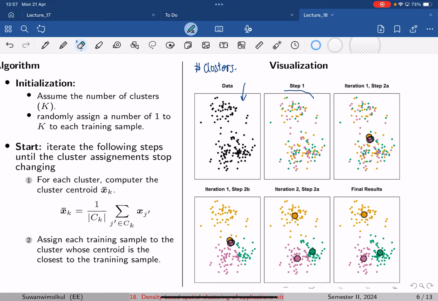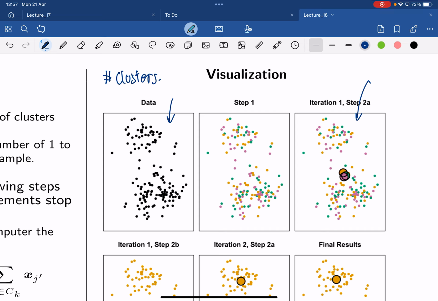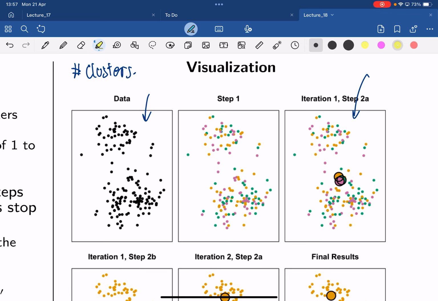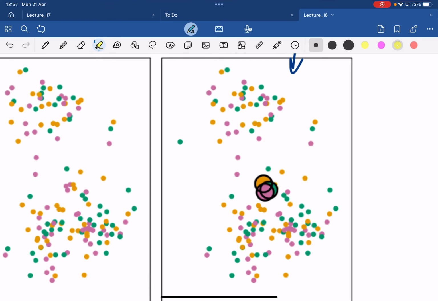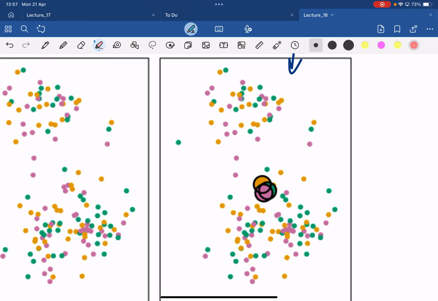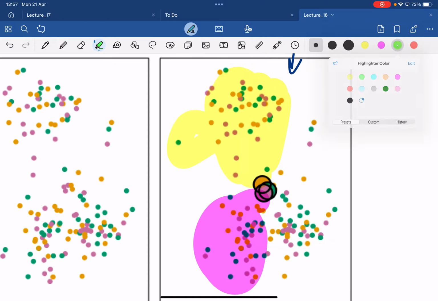After that, you compute the centroid of these randomized cluster samples. Then, whatever points are close to the centroid will be identified as that class. For example, any point that is close to this yellow one will be identified as the yellow cluster. Whatever points are close to this pink point will be identified as the pink cluster, and whatever points are close to the green point here will be identified as the green cluster.